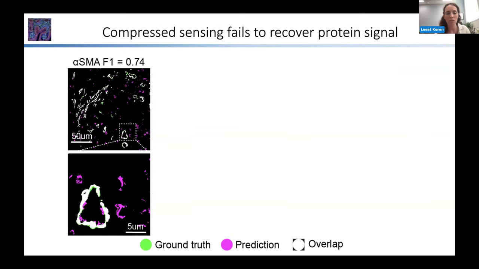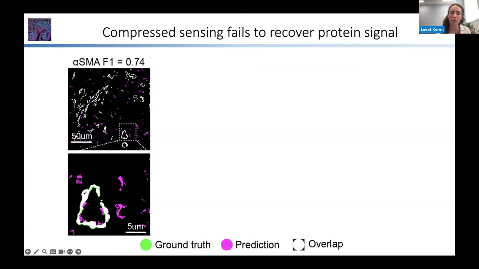And here you can see the results, which unfortunately were not very good. So I'm going to walk you through these plots because I'll show you a few plots that look similar to this. Here we're showing one protein, alpha smooth muscle actin. In green, you can see the ground truth staining. In purple, our prediction. And in white, the overlap.